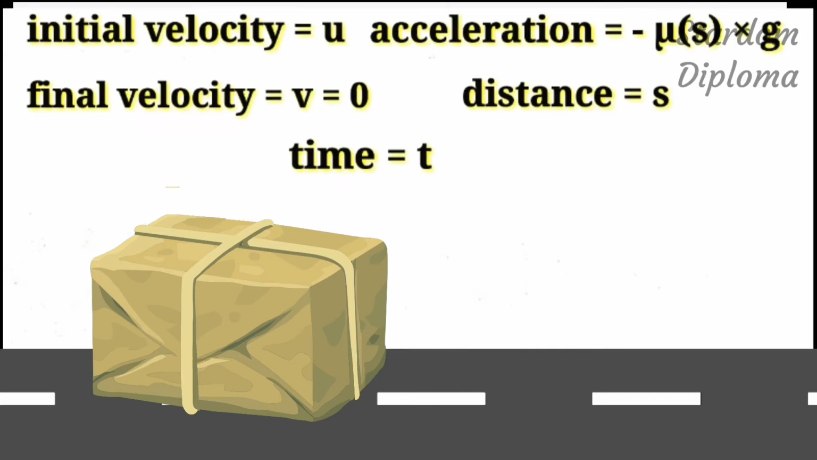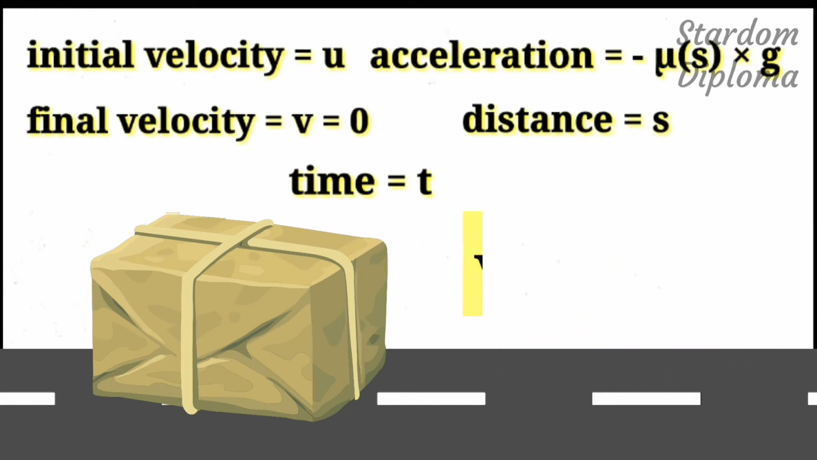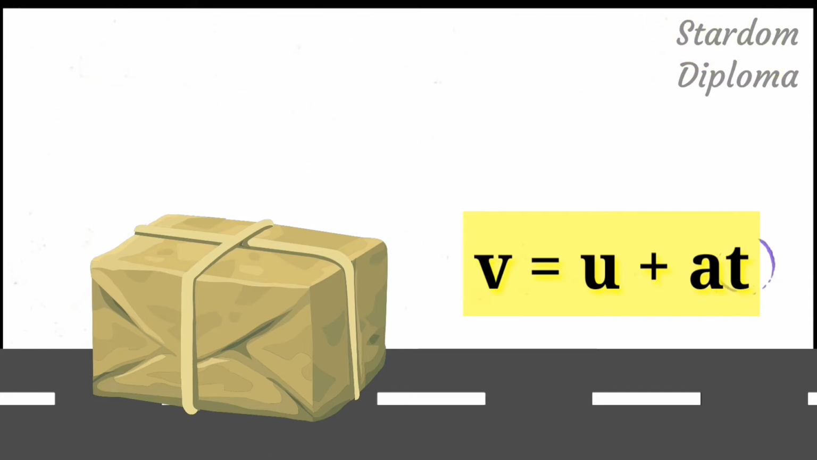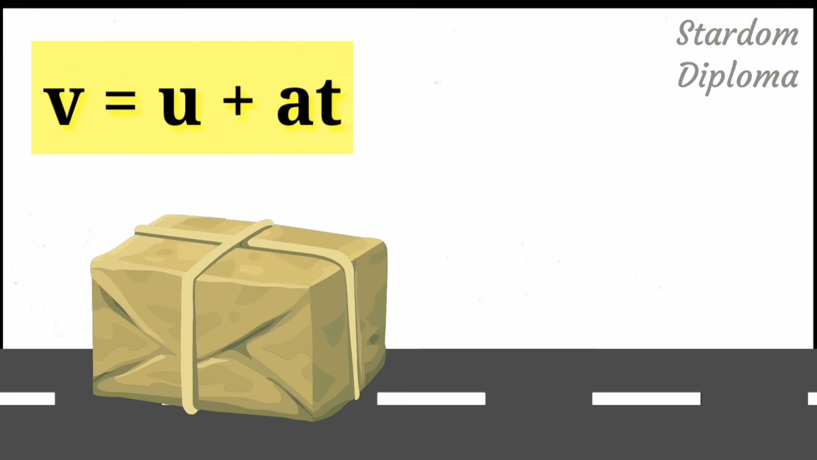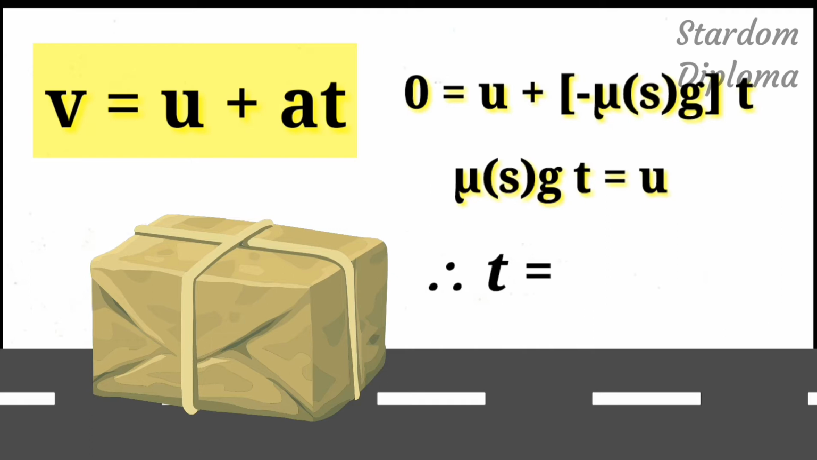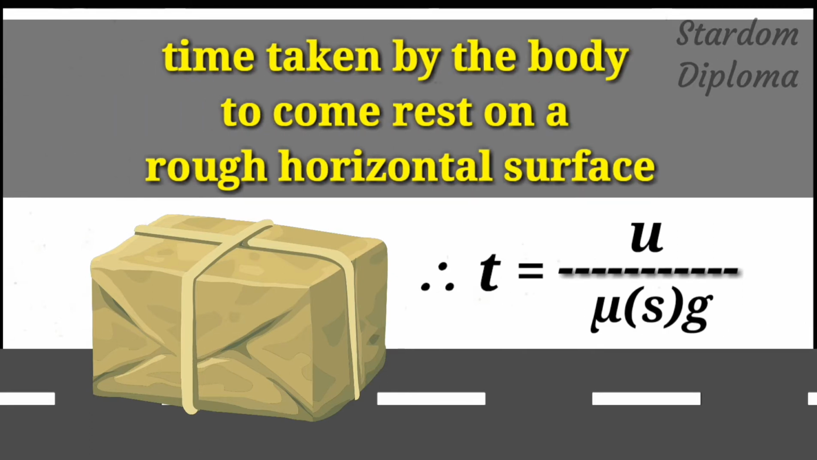Next, if we substitute the same values in the first equation of motion, v is equal to u plus at, we can find the value of t, that is the time taken by the body to come to rest. So 0 will be equal to u minus mu s into g into t. So t will be equal to u by mu s into g. This is the expression for time taken by the body to come to rest.